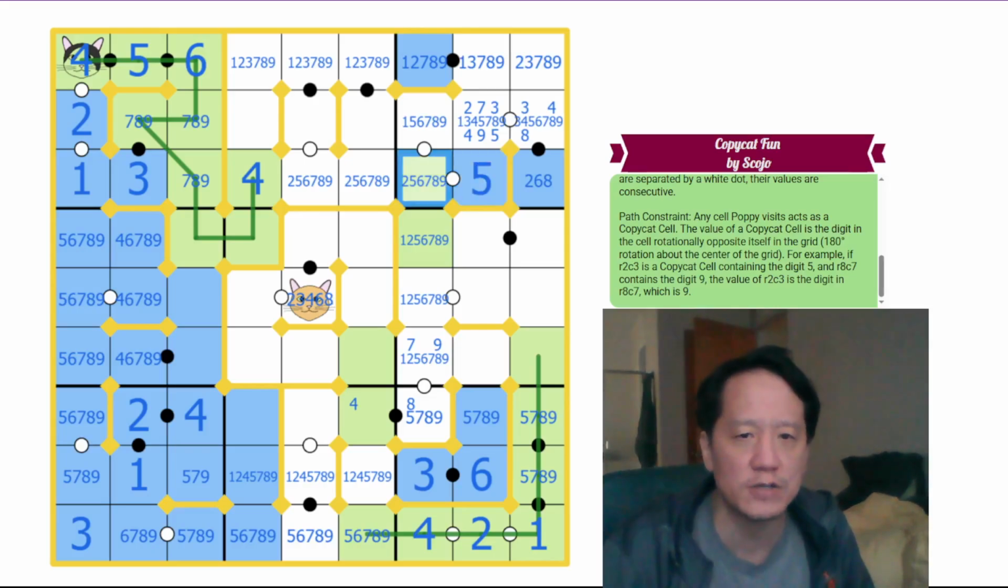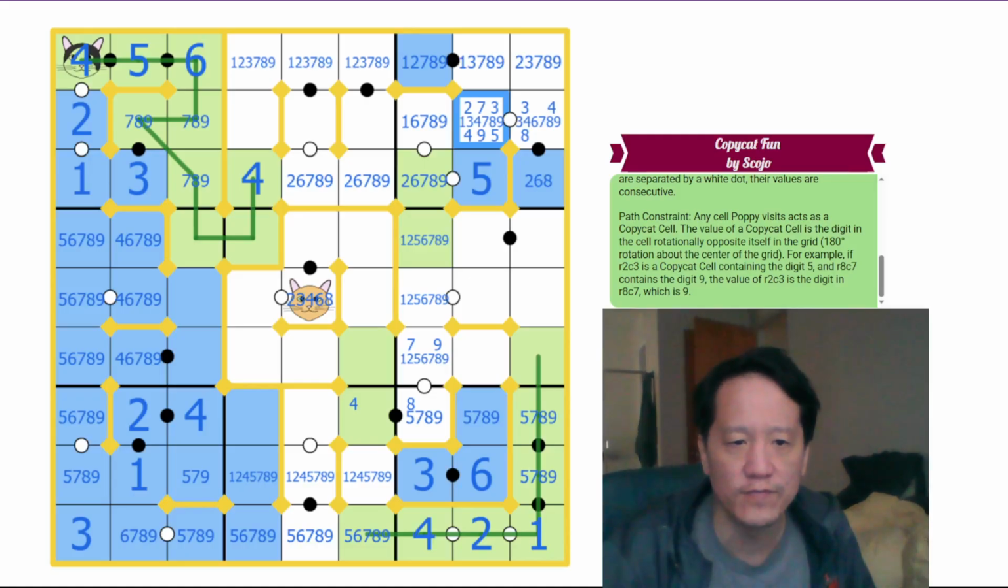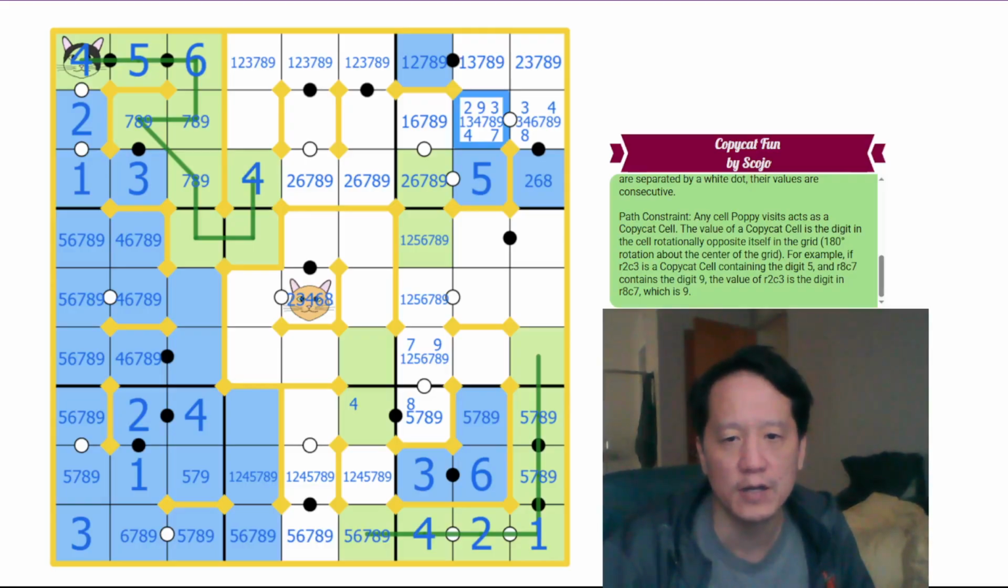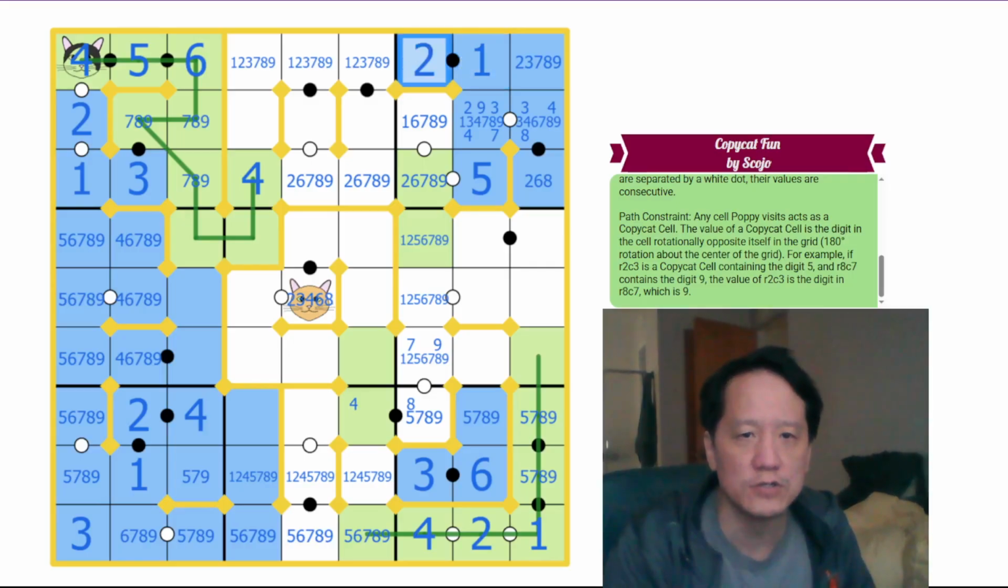So this is 5, which eliminates 5 in the rest of the row. And the box. So no 5 here. So this cannot be a 5 in value. This is either a 1 in value if this is a copycat, which cannot be consecutive with 2 in value. So this can't be 1. This cannot be copycat. So this is not copycat, which means none of these are copycat, therefore this must be 1 and 2. So this is 1 and 2, which eliminates 1 and 2 here. That means this can't be 2, this can't be 1, this can't be 2.